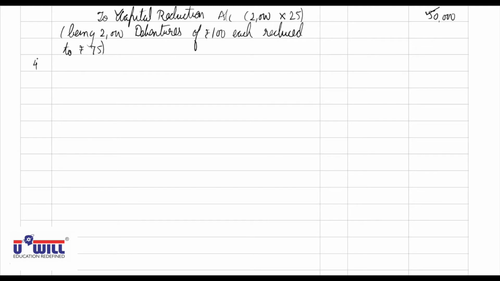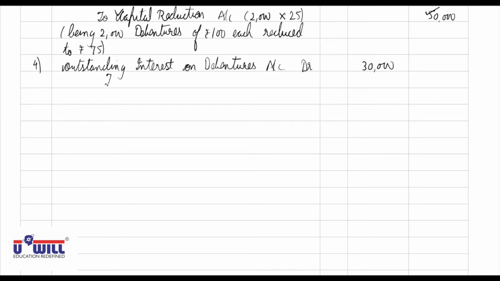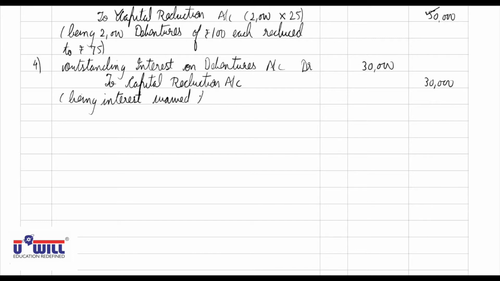Read on, the fourth entry. Outstanding interest on debentures account debit 30,000 to capital reduction account 30,000, being interest waived or sacrificed, anything can be written, by debenture holders.